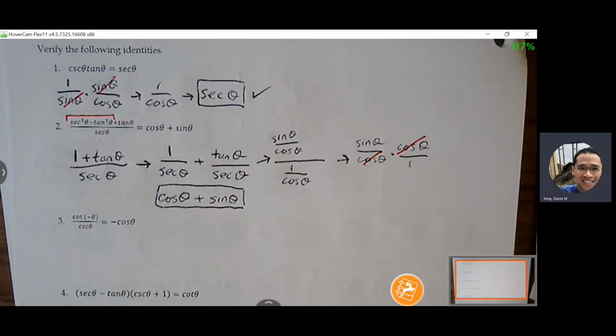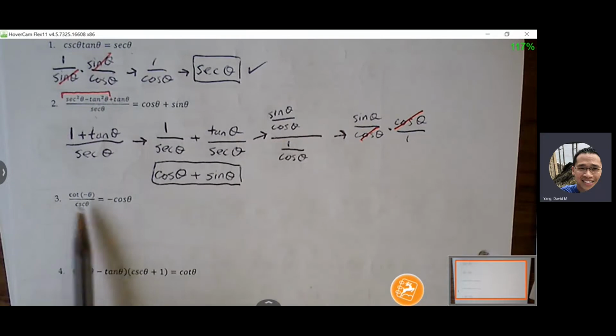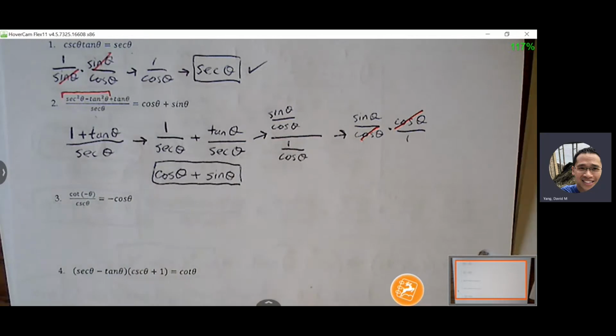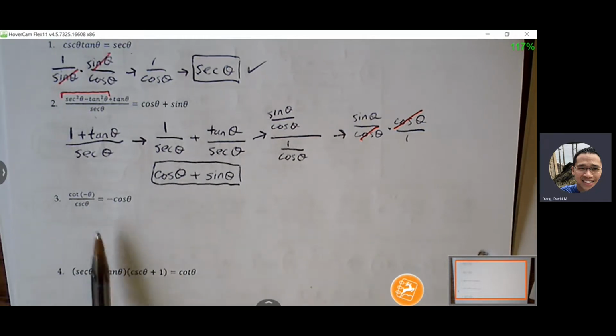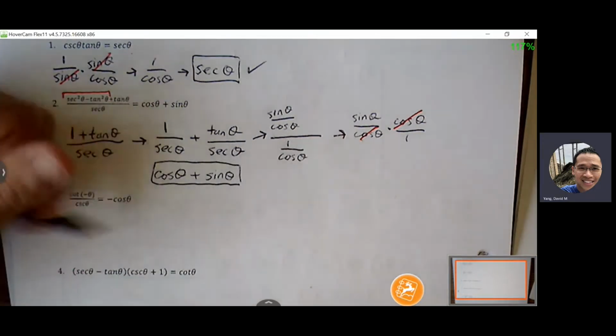Okay, just 2 more. Cotangent of negative theta. Okay, this is an even and odd property here. What can we do with cotangent? Is cotangent even or odd? Yeah, only secant and cosine are even. So for the odd functions, what can we do with this negative? Yeah, just pull it all the way out.